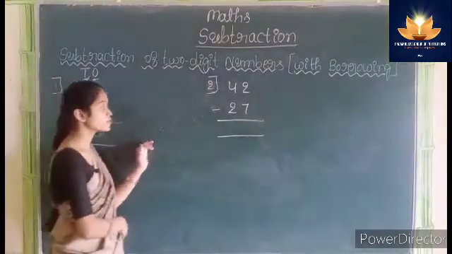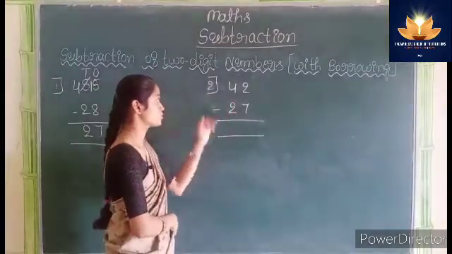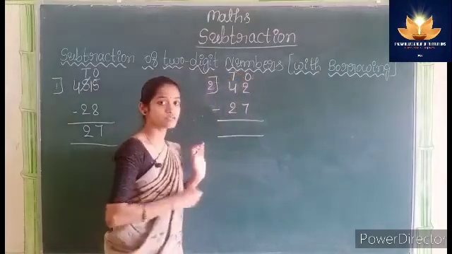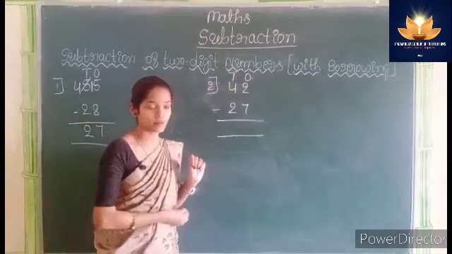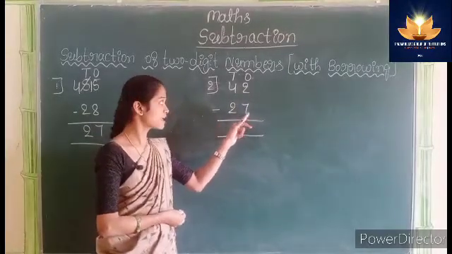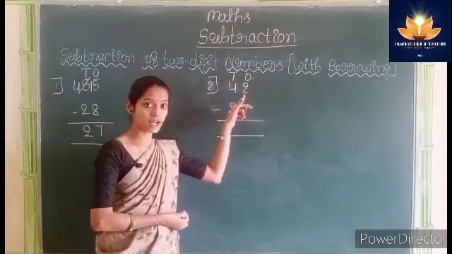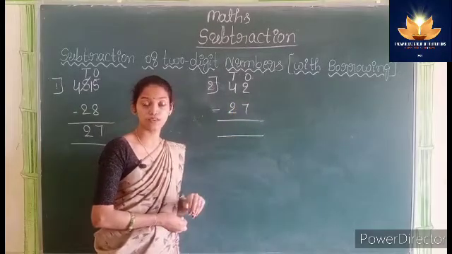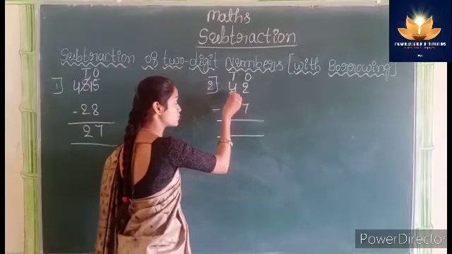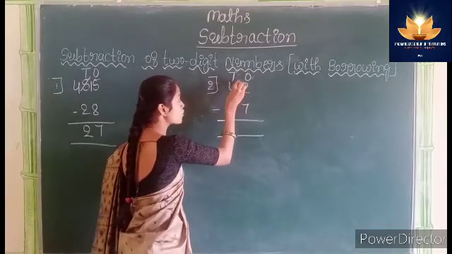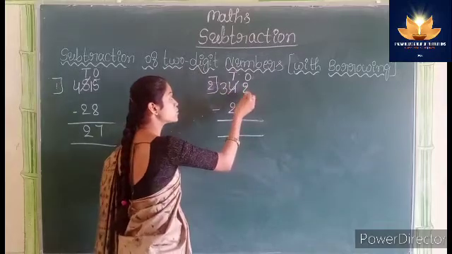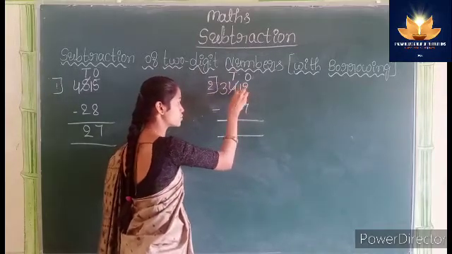Okay, and here we have to subtract 27 from this 42. This is ones place and this is tens place. First we have to subtract the ones place. 2 minus 7. 7 is greater than this 2. We cannot subtract 7 from this 2. That's why we have to borrow 1 ten from this 4 tens. Then 4 tens become 3 tens. And here 2 ones become 12 ones.